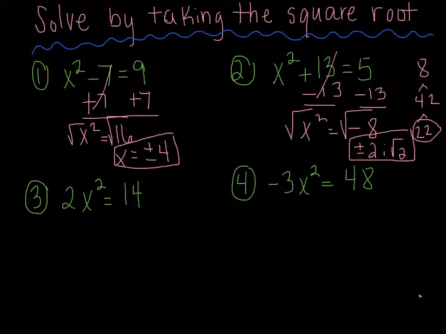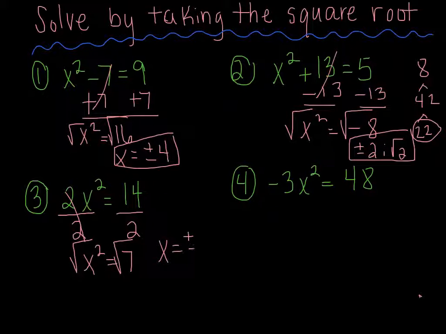Number 3 is a little different than 1 and 2, but it's still a one-step equation solving by square roots. The first thing we're going to do is undo our 2 by dividing by 2 on both sides, since we were multiplying 2 times x squared, and x squared equals 7. Well, now we're not done because we've got to take the square root on both sides. 7 is a prime number, so it can't break down anymore, so we leave it with our radical over our 7, plus or minus radical 7.